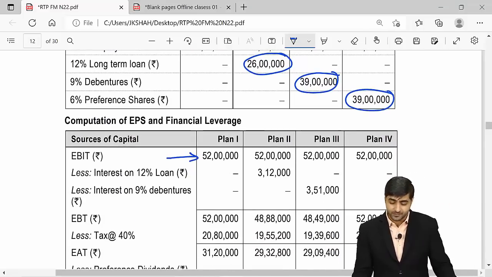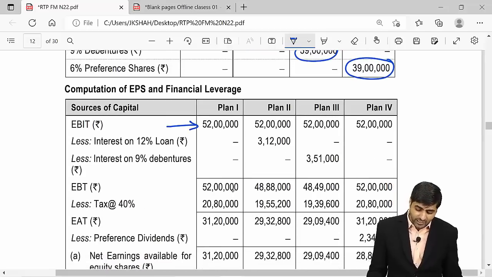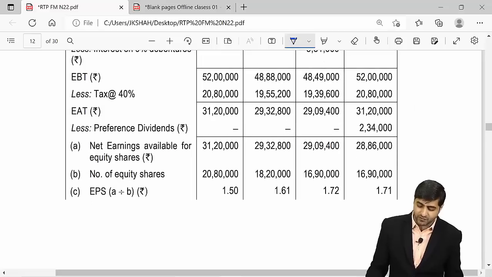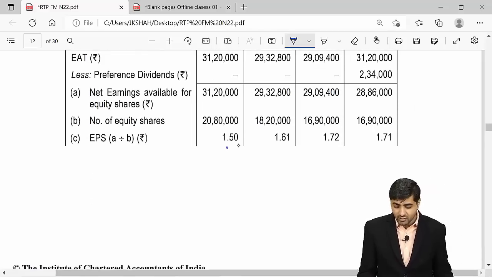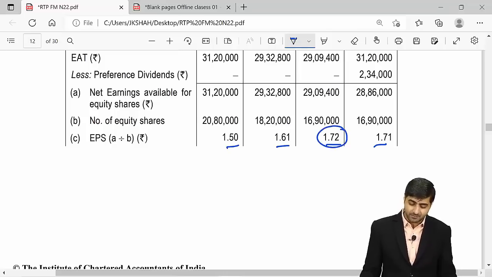in the capital structure. So guys, EBIT, you subtract interest, you get EBT, you subtract tax, you get NPAT, and then when you subtract preference dividend, you will get the net profit for equity shareholders, which you divide by the number of equity shares, and you eventually get your EPS. So you all can see that the EPS for your plan number 3 seems to be maximum.